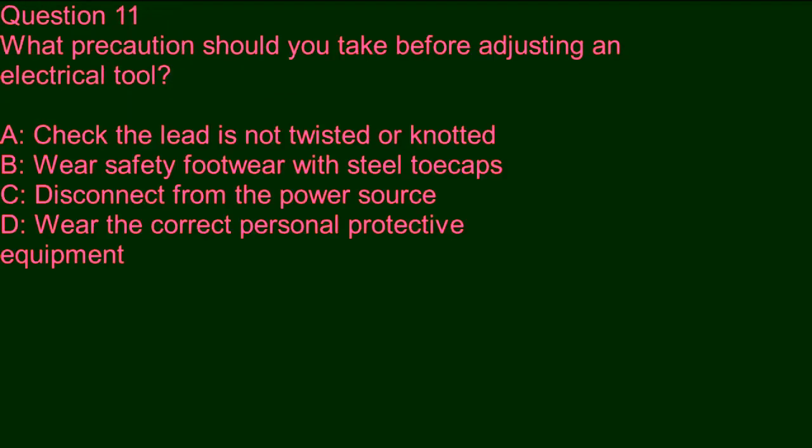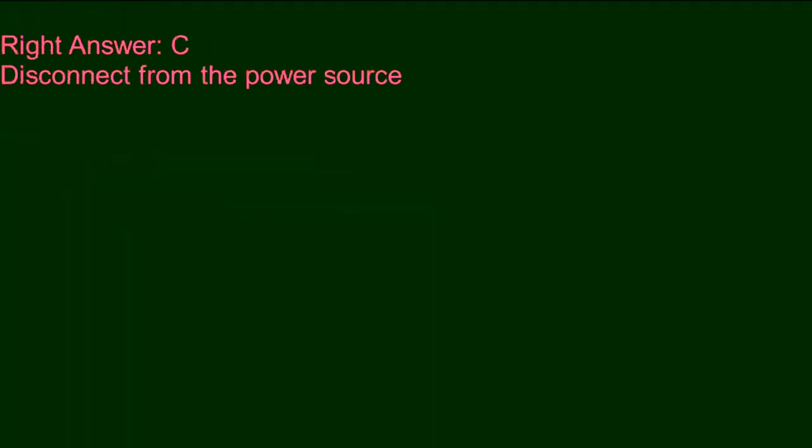Question 11. What precaution should you take before adjusting an electrical tool? A. Check the lead is not twisted or knotted. B. Wear safety footwear with steel toe caps. C. Disconnect from the power source. D. Wear the correct personal protective equipment. Right answer, C. Disconnect from the power source.